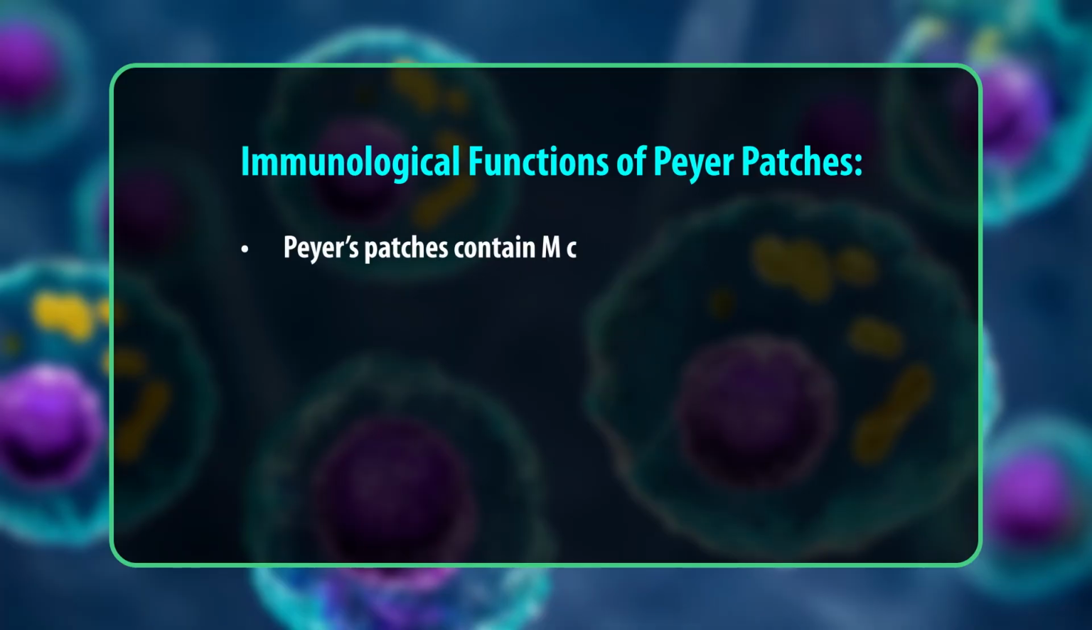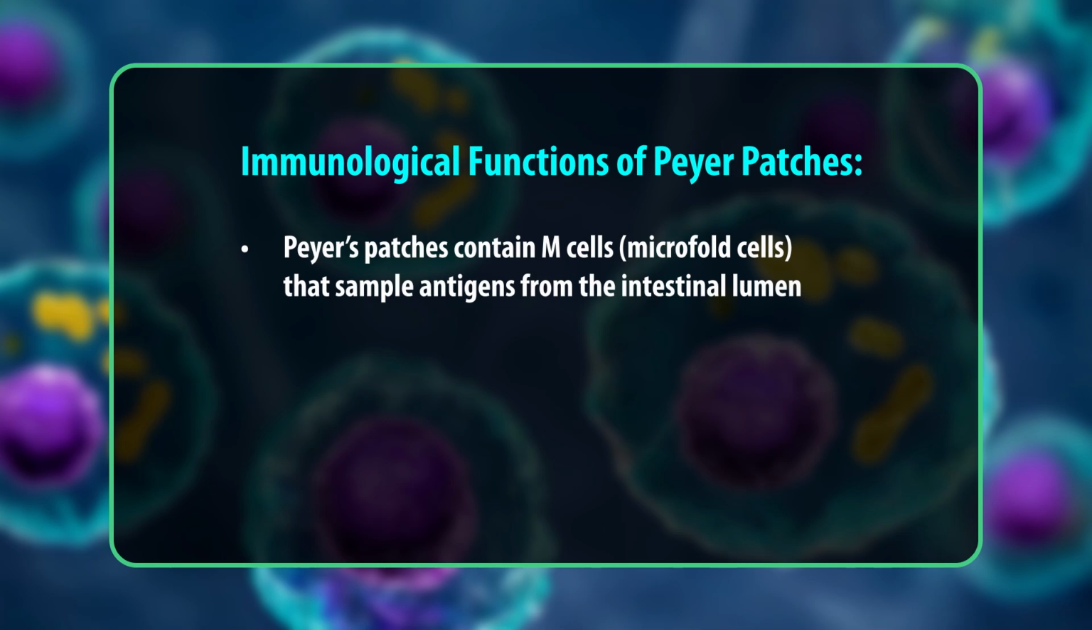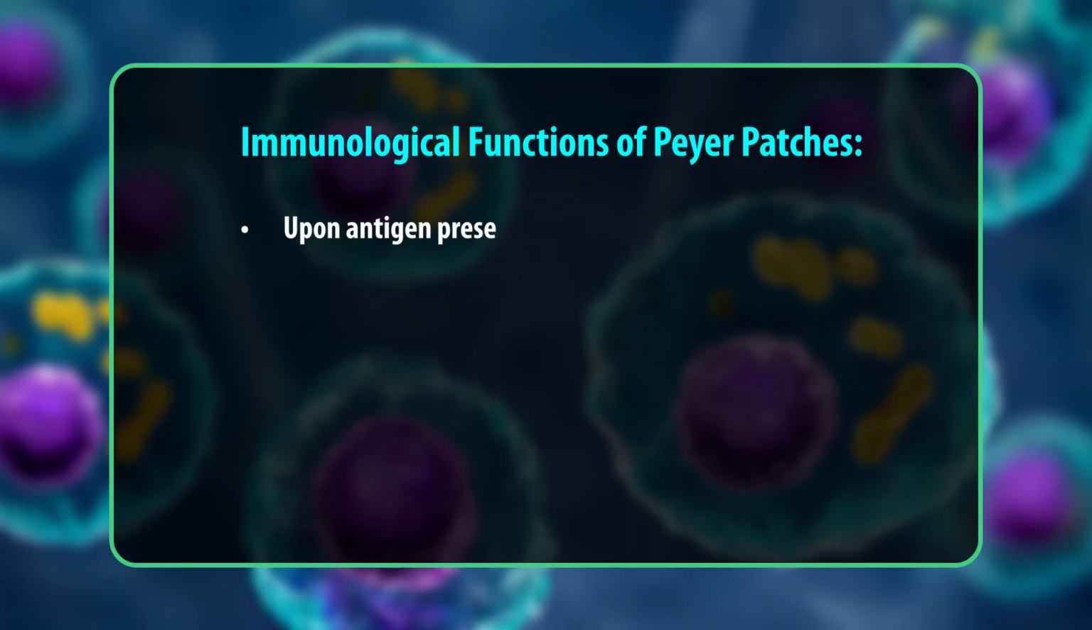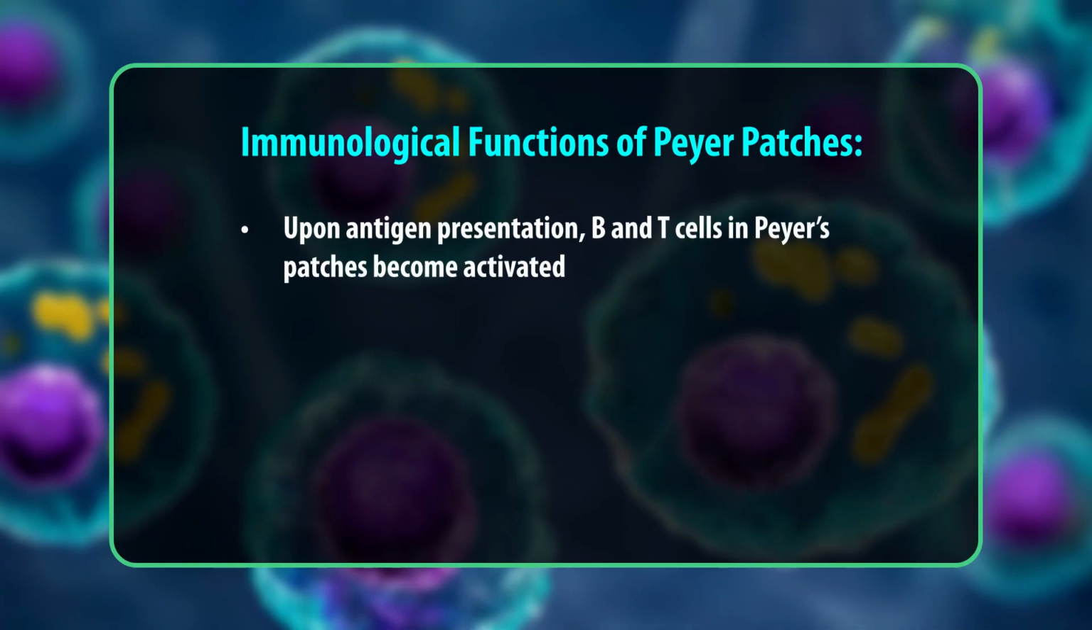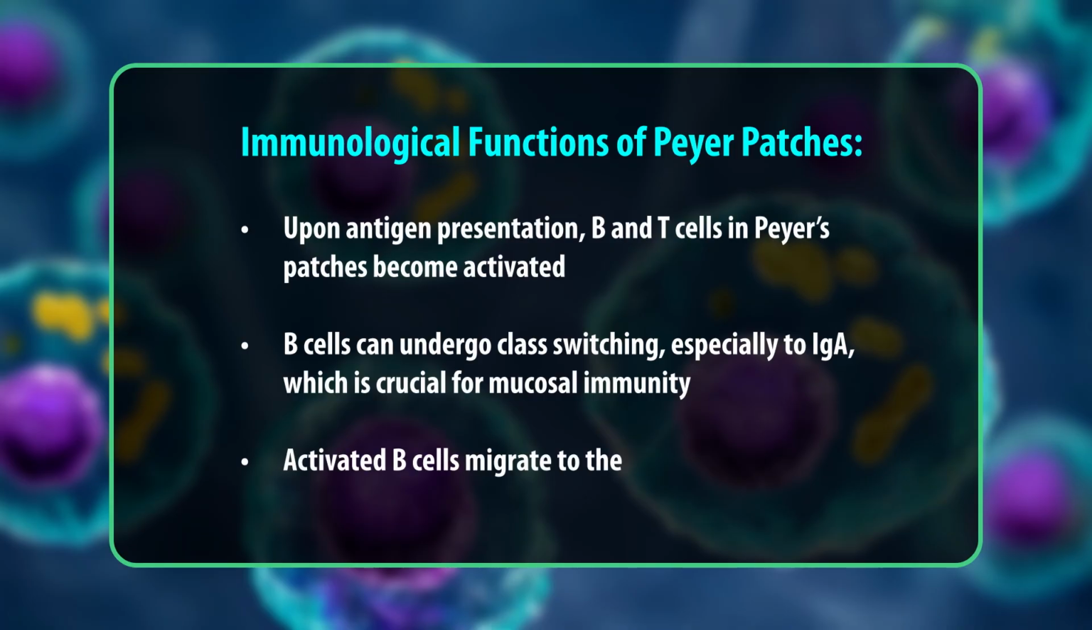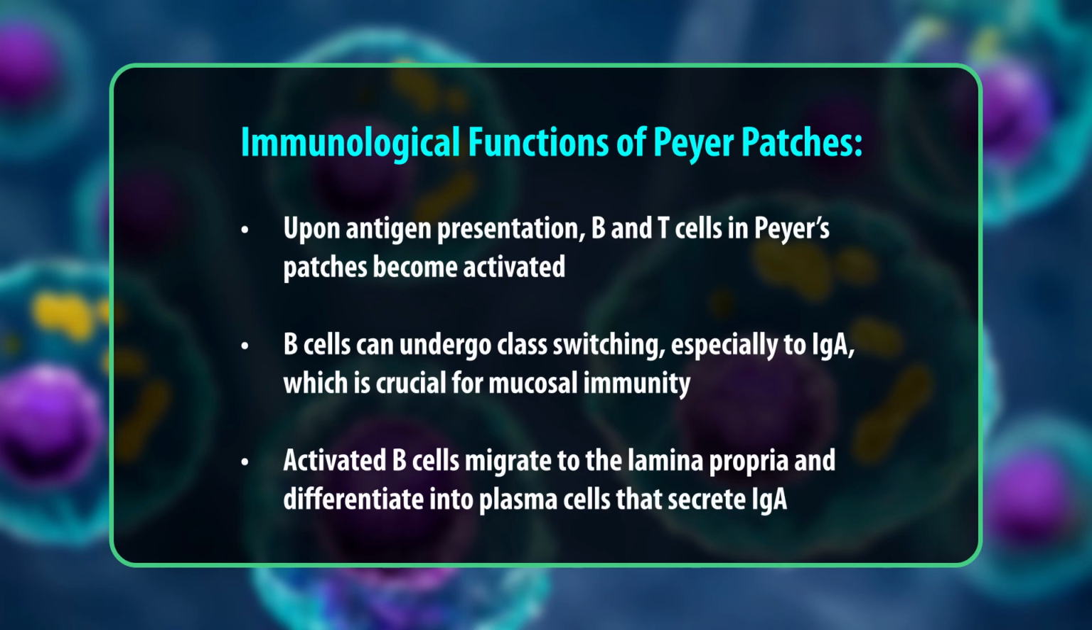These Peyer's patches contain M cells, that is microfold cells, that sample antigen from the intestinal lumen, and these antigens are transported to underlying dendritic cells and macrophages, which process and present them to T and B lymphocytes. Upon antigen presentation, B and T cells in Peyer's patches become activated. B cells can undergo class switching, especially to IgA antibody, which is crucial for mucosal immunity. Activated B cells migrate to the lamina propria and differentiate into plasma cells that secrete IgA antibodies.